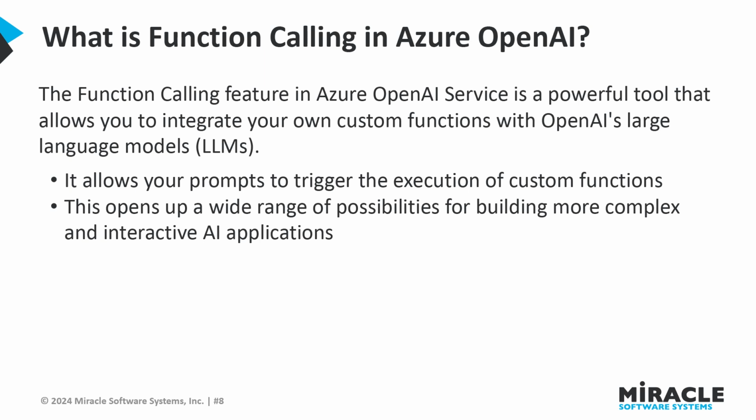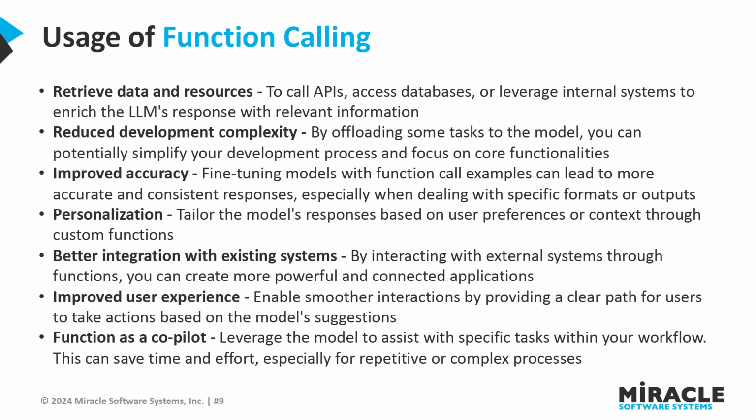Now coming to the usage of function calling: the function calling feature in Azure OpenAI Service provides a powerful way to integrate external data and systems with the language model, enhancing capabilities and improving the user experience. It also allows applications to retrieve data from APIs, databases, or any internal system. It reduces development complexity by offloading tasks to the model. And by fine-tuning models with function call examples, the accuracy of the model responses can be improved drastically.